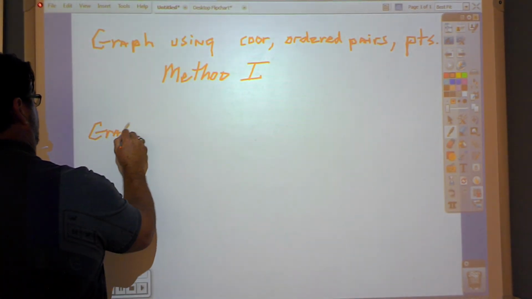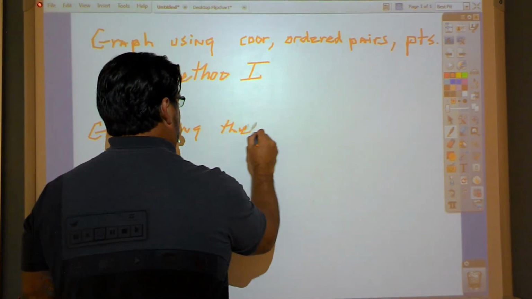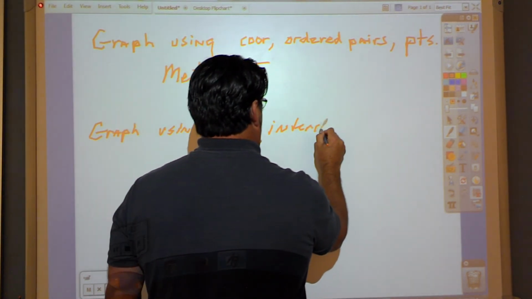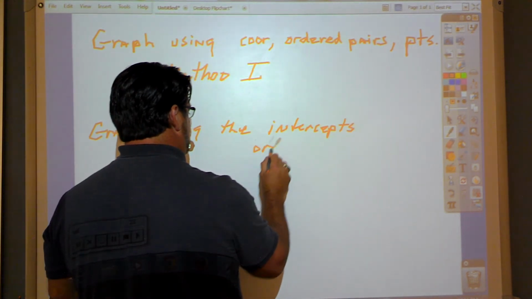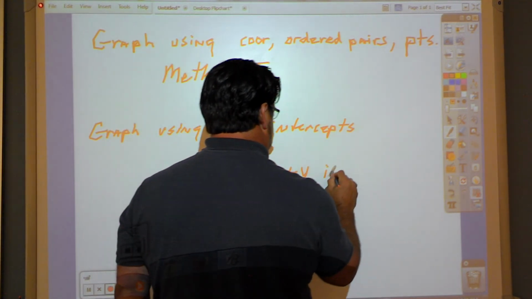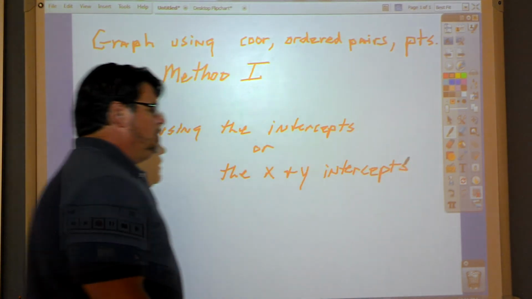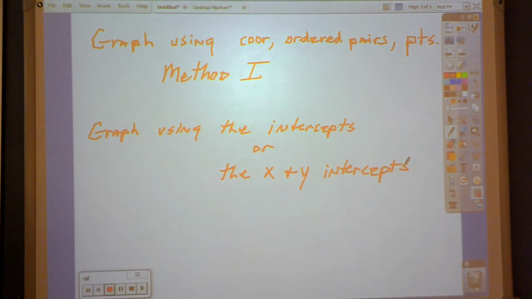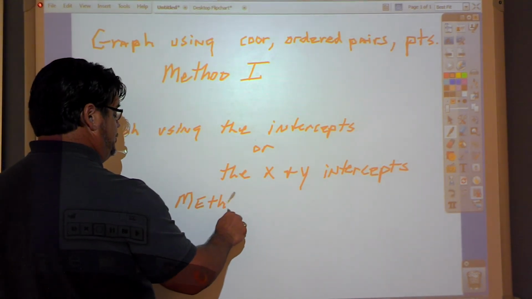Graph using the intercepts, or it may say the X and Y intercepts. When you see this set of directions, which method are you going to use? Exactly, the intercept method, method 2.